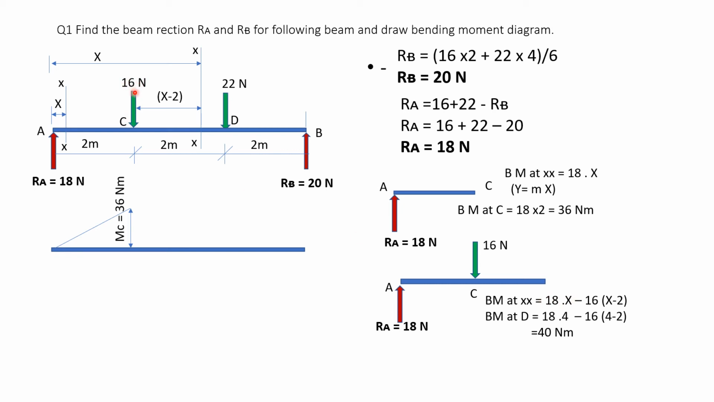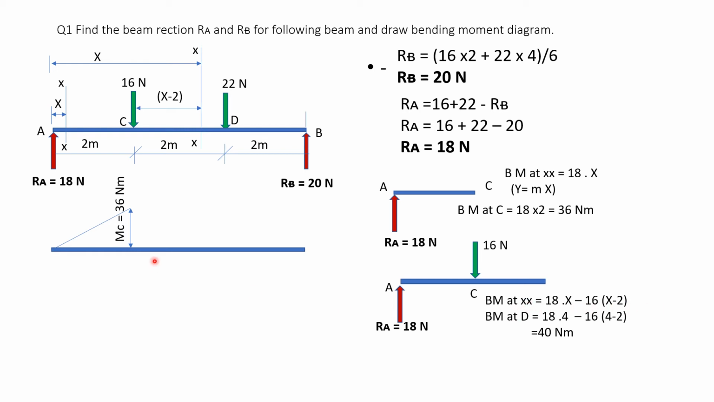This 16 Newton is coming down, so it is minus 16 into, now the distance from the 16 Newton to the section line XX is x minus 2. So 16 into x minus 2 is the moment. So this is the bending moment equation.